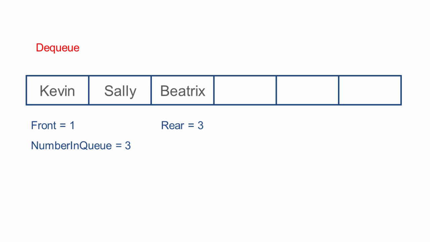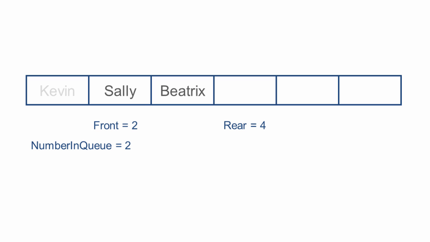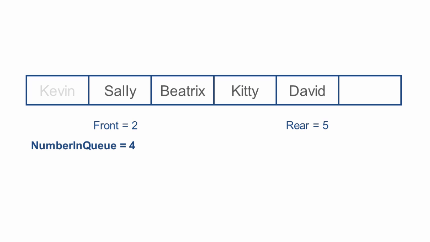So when we dequeue this time, we take data from the position given by front, increment front, like we did before, and then update the value of the number in the queue. When we enqueue data, this means incrementing the value of the rear pointer and placing data at that position. And once again, we update the number of items in the queue. If we enqueue again, it's the same. Increment the rear pointer, place the data at that position, and update the number of items in the queue.